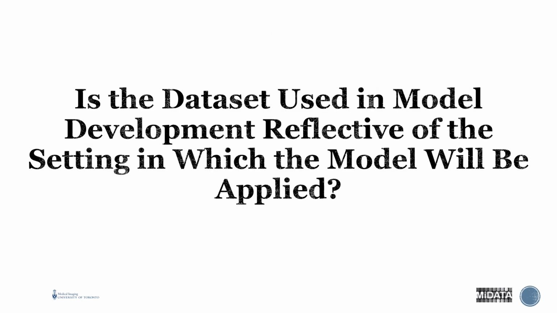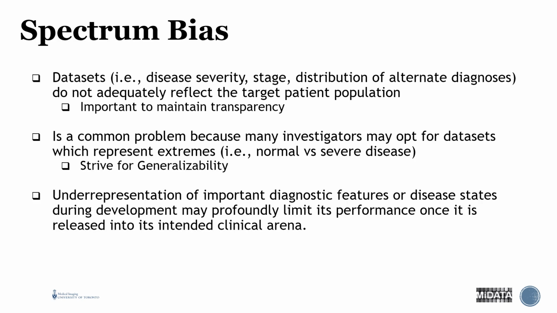All right, the next question to ask when assessing an AI/ML study is whether the dataset used in the model development is reflective of the setting in which the model will be applied. The concern, of course, is spectrum bias, which is a common problem because many investigators may opt for databases or data sets which represent extremes, which is the first thing that comes to mind, right? Get your data, get the normals, get the severe disease. But an underrepresentation of certain diagnostic features or disease states when you're training will limit the algorithm's performance once it's released into the intended clinical area.